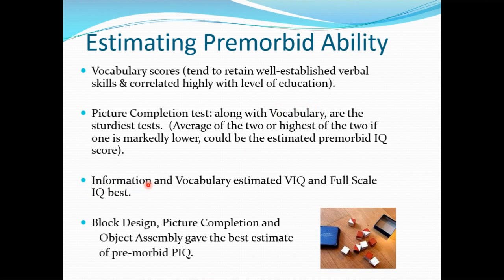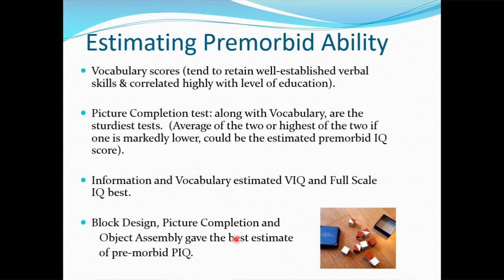The information subtest and the vocabulary subtest from the Wechsler Adult Intelligence Scale is very good for estimating premorbid verbal intelligence and full-scale intelligence. Block design, picture completion, and object assembly has given the best estimate of premorbid nonverbal IQ, performance IQ. Okay.